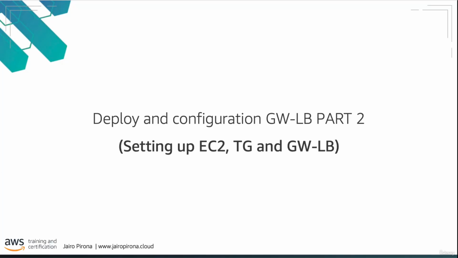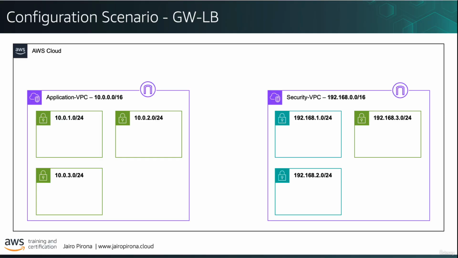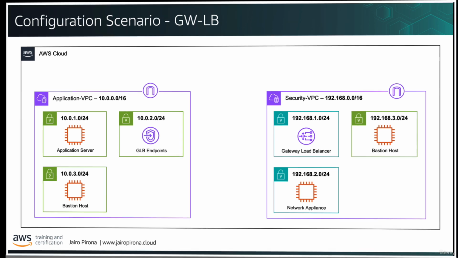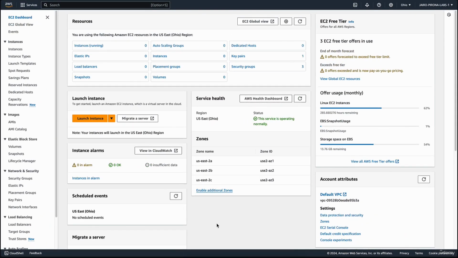Well, we have already created part of our infrastructure. In this case, the VPCs, subnets and internet gateways. Now, let's create the EC2 instances, the target group that will contain the network appliance and the gateway load balancer. Well, let's start creating the EC2 instances.